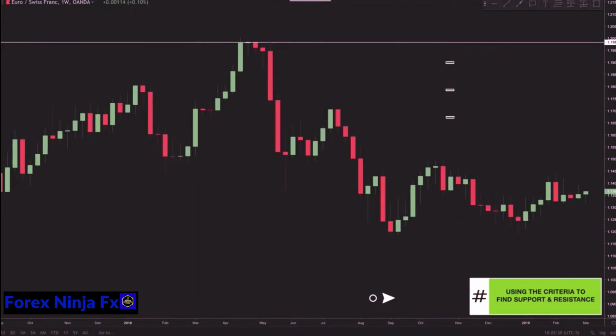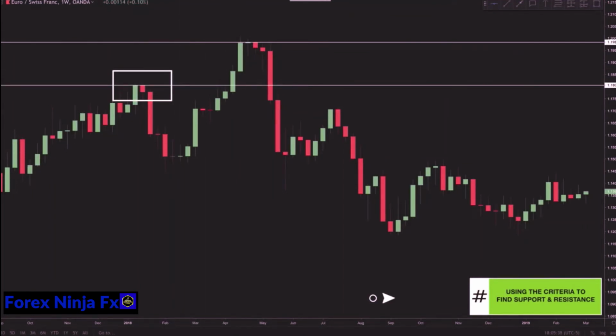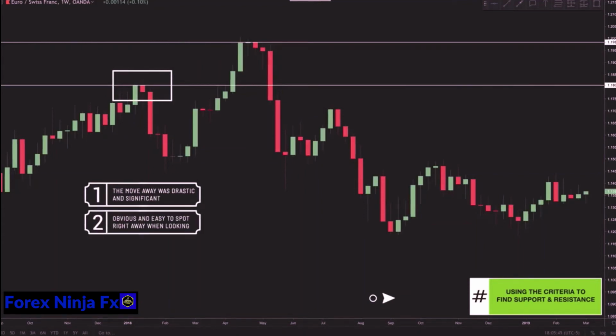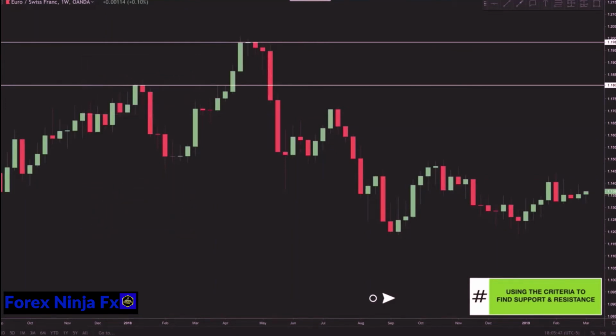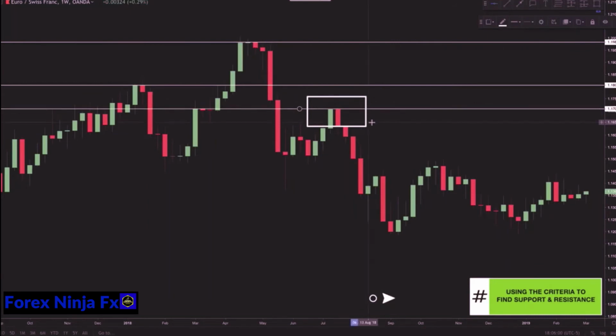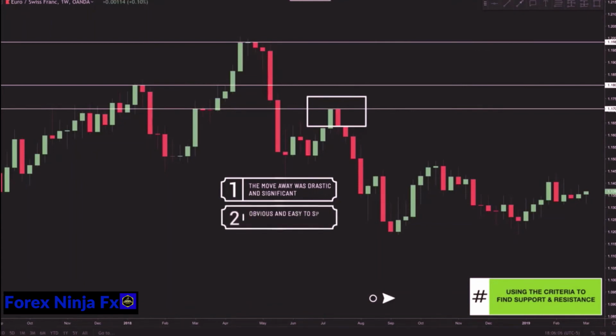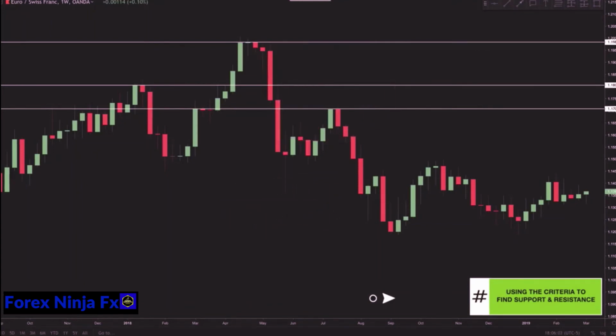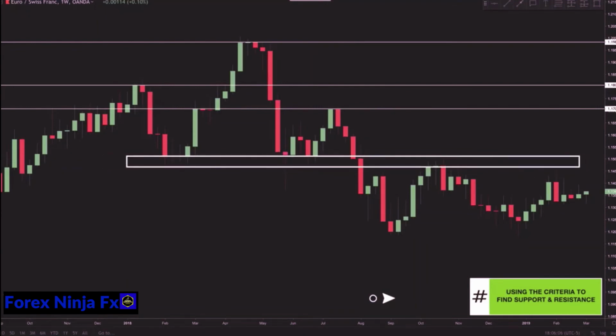So moving on down to the left. We notice this level here where price came up, hit, and reversed from, so we draw it in. The criteria that this level satisfies is that the move away was drastic and the level is obvious. So moving on down to the right, we spot this level here where price came up, hit, and reversed from, so we draw it in. The criteria that this level satisfies is that the move away was drastic and the level is obvious. So moving on down, we spot this next level here, so we draw it in.